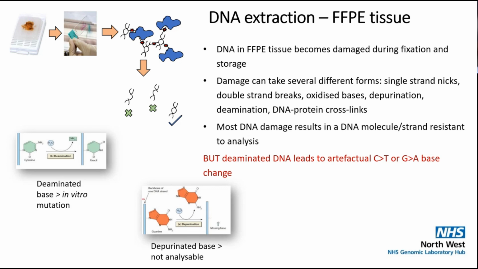The majority of the damage just results in fragmented material that we can't actually sequence and analyze. But there are some forms of damage. You get deamination of the DNA, which actually changes the bases. So we get artifactual changes, which can look like real variants or mutations. So we always have to take that into account when we're doing our analysis.